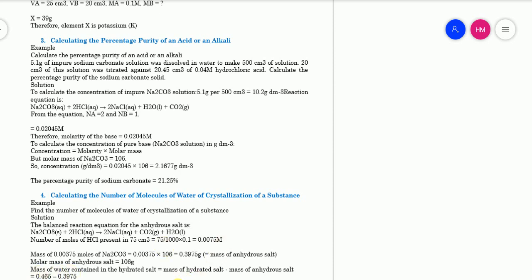Tunavyosema percentage purity tuna maana gani? Tunavyochukua stock hydrochloric acid, sulfuric acid au nitric acid, tunaita stock kwa maana imetoka dukani, but stock nitric acid is not 100% pure. Kwa stock nitric acid, stock hydrochloric acid, stock sulfuric acid, acid yote ambayo ni stock ina some percentage of impurity. For example, the percentage purity of sulfuric acid is 98% pure, while the percentage purity of HCl is 70% pure. That means HCl contains more impurities compared with the sulfuric acid.